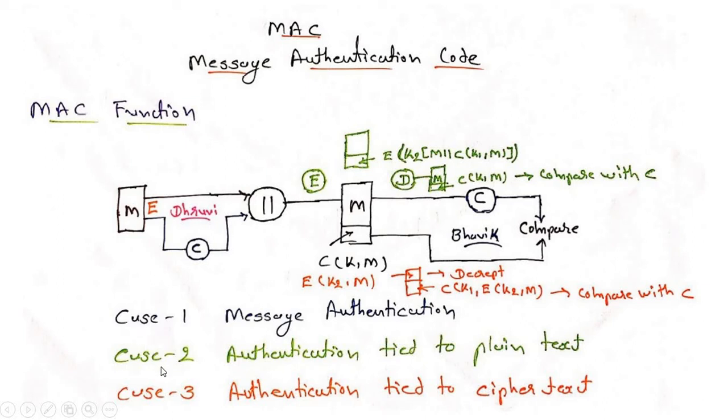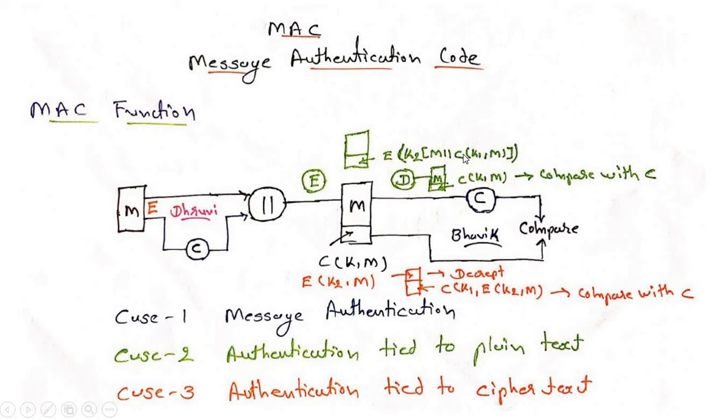Now for the second case, we are making a little modification. After applying the secret key and appending the secret-key-applied message and the original message, the sender does the encryption here. So what is the thing here? One original message is appended with the secret key message, plus there is one encrypted secret key and original message. So it is E of K2 M appended with C of K1 M.